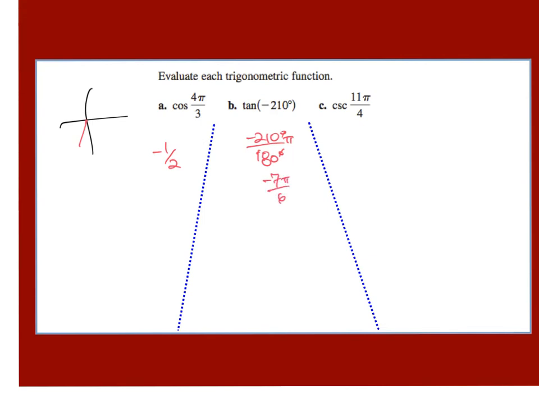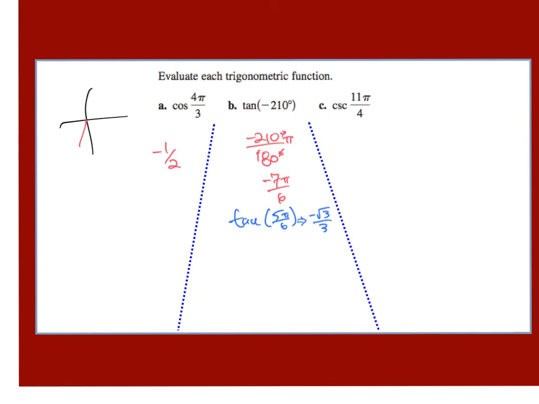Good. However, I don't think of negative 7 pi over 6 in my noggin. What do I think of? 5 pi over 6. All right. So really, I want to find tangent of 5 pi over 6. Those are coterminal angles. So tangent deals with what? Y over x. Well, what's the y value of 5 pi over 6? 1/2. What's the x value? Negative square root 3 over 2. So we have to rationalize it, and we get negative square root 3 over 3.